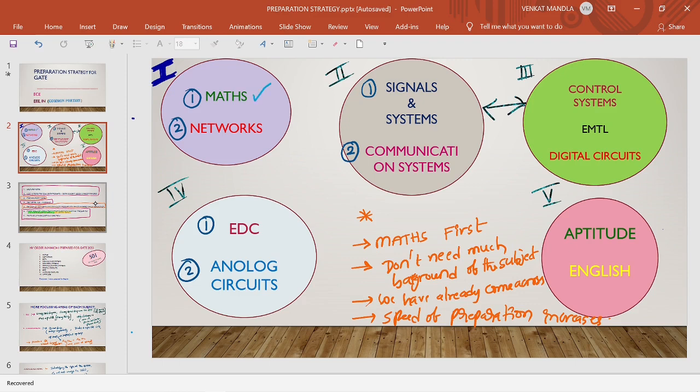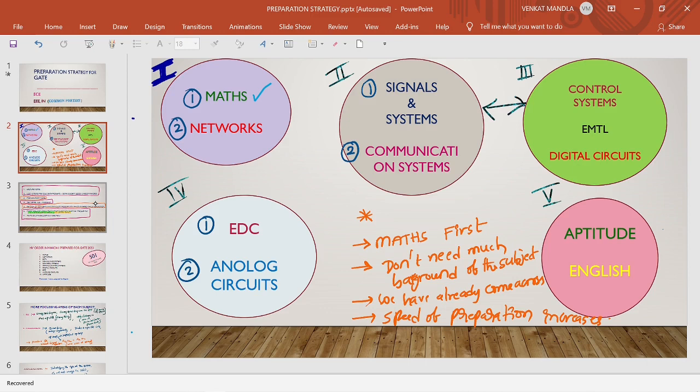So why maths? For maths we don't need much background. We have already come across this subject at our intermediate level, and we have already done some good stuff in our intermediate or graduate level. We don't have any resistance to dwell into the subject.